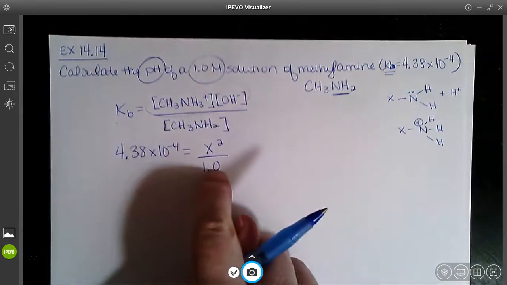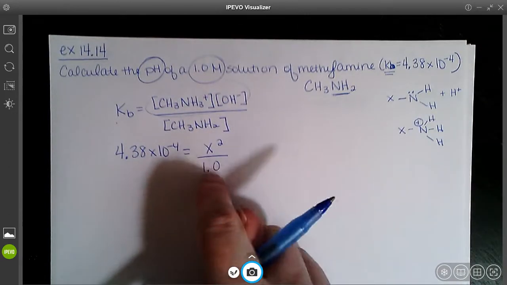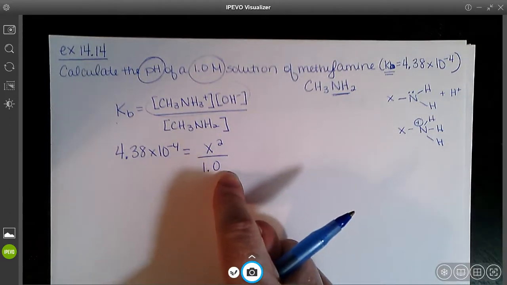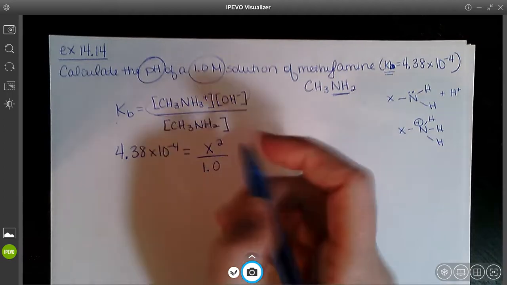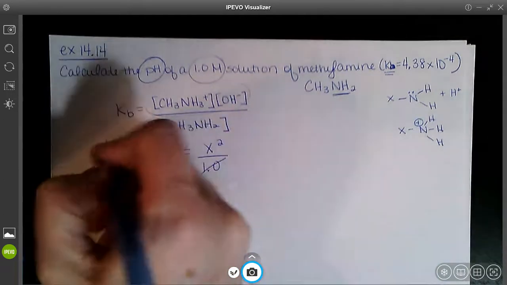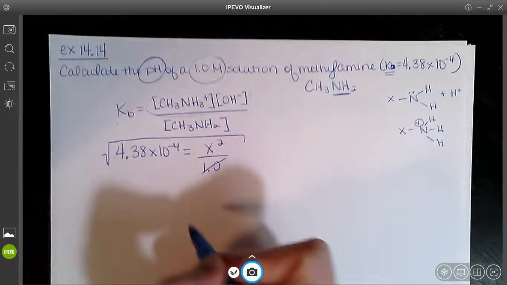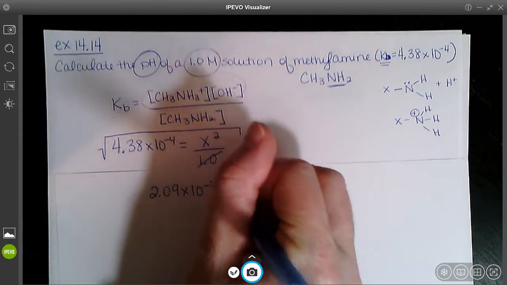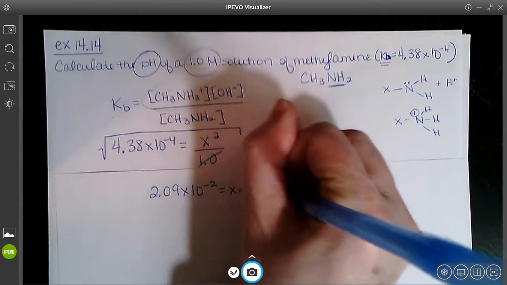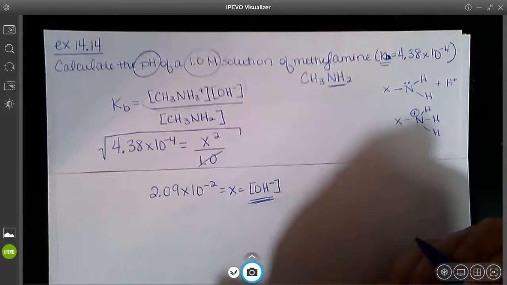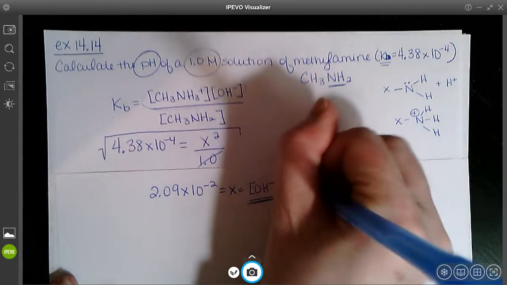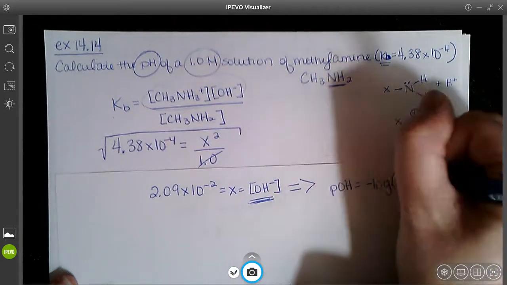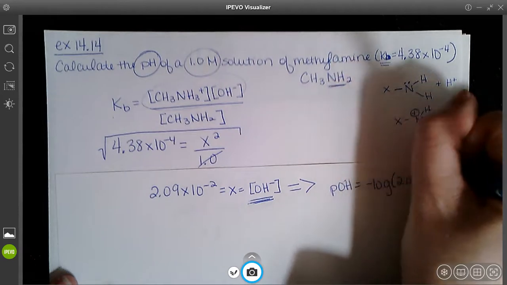Remember, this is technically 1.0 minus x, but we are ignoring the minus x because it's so small, it's not going to affect our math in any way that makes those really gross calculations worth it. Dividing by 1 goes away. Take the square root. This gives me 2.09 times 10 to the negative 2. That equals x. I'm going to remind myself that this is my hydroxide ion concentration. So now, from this, I would solve for pOH. So it's negative log of 2.09 times 10 to the negative 2.